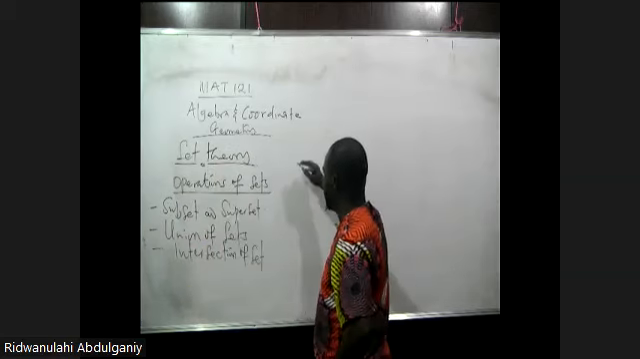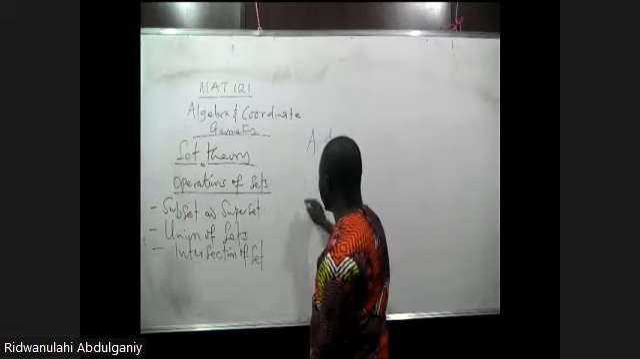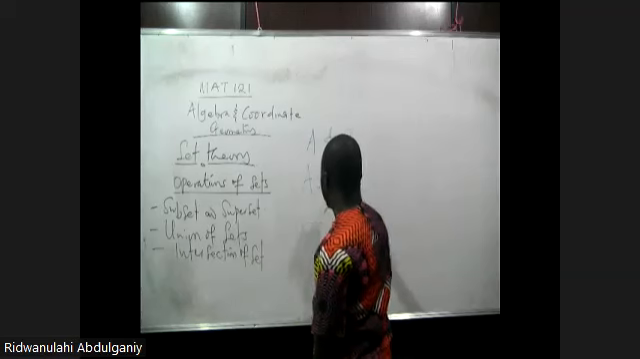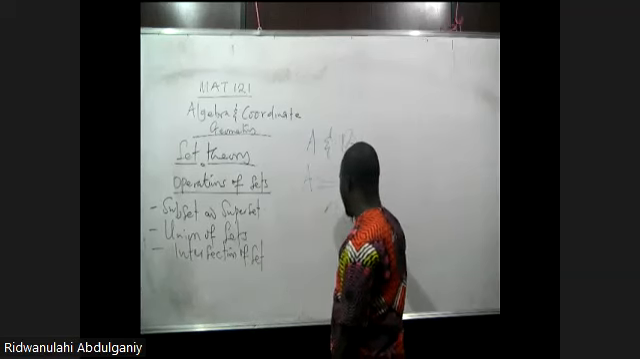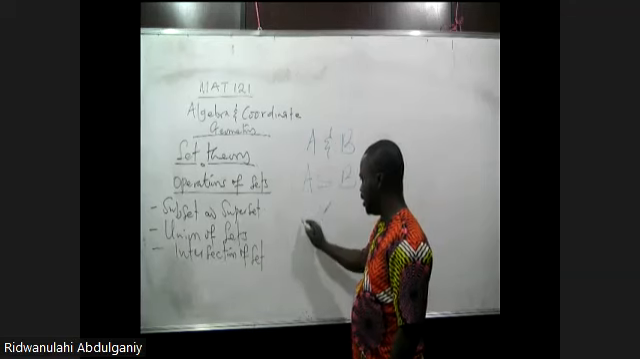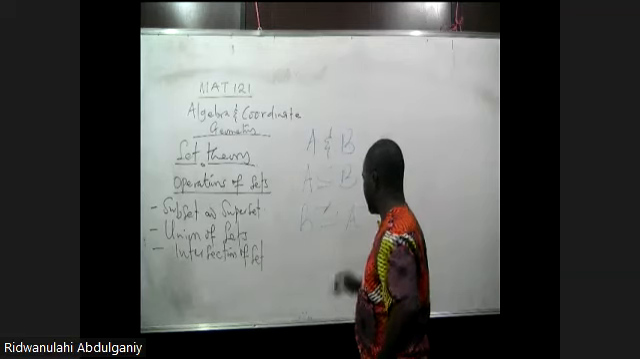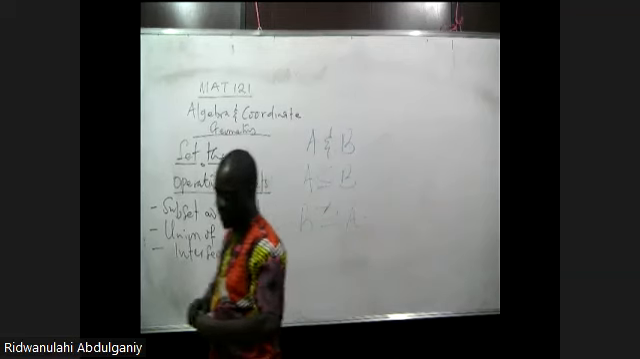Suppose I have A and B as sets. We say that A is a subset of B if all elements in A are in B. And if there is an element in B that is not in A, then B is a superset of A. That is what we discussed in the last class.